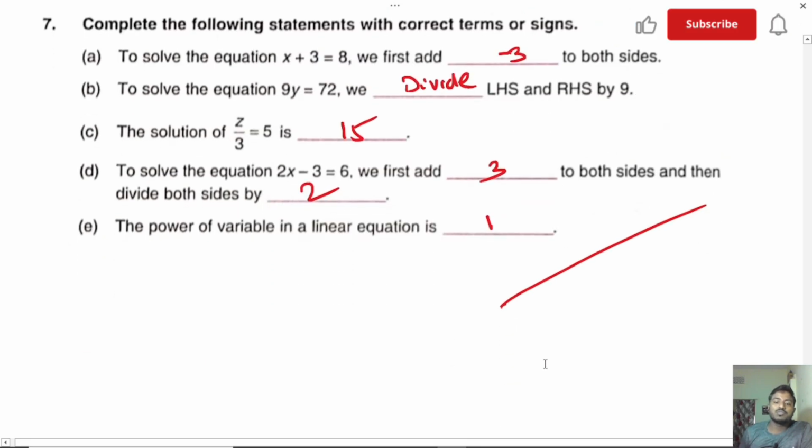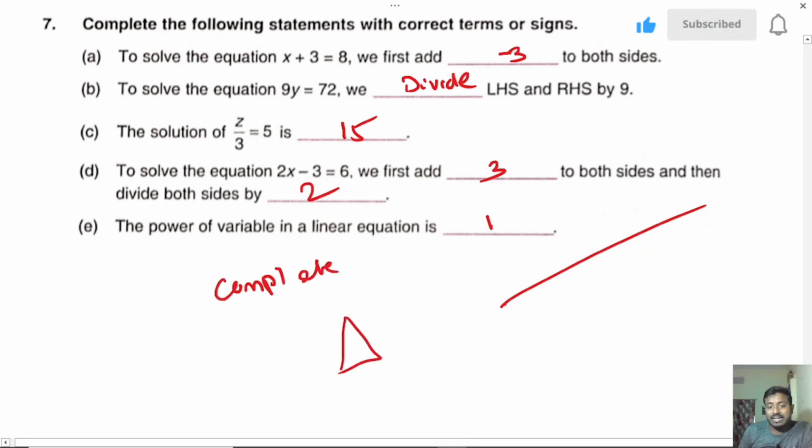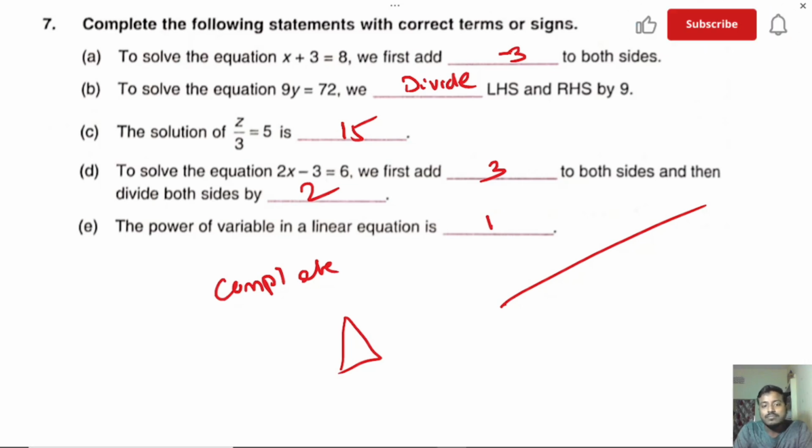Okay, so complete. I also completed the triangle chapter in one video, that is 42 minutes. If you have not seen it, then you can see. So next, area and perimeter and statistics I will also cover in this channel.